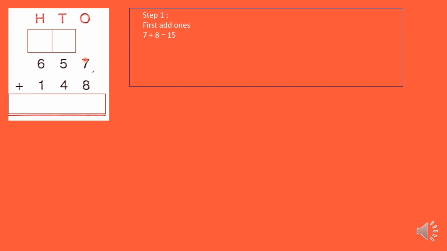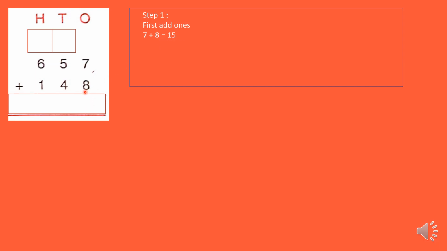First add ones. Here they have given two numbers, 7 and 8. Which number is bigger? Number 8. So you should keep 8 in your mind, 7 is in your hand. Open 7 fingers, children. 8, after that 9, 10, 11, 12, 13, 14, 15. So we get the answer 15.